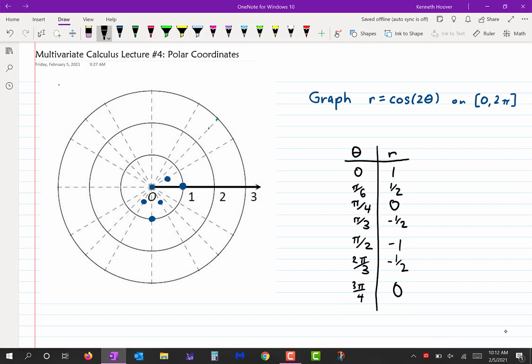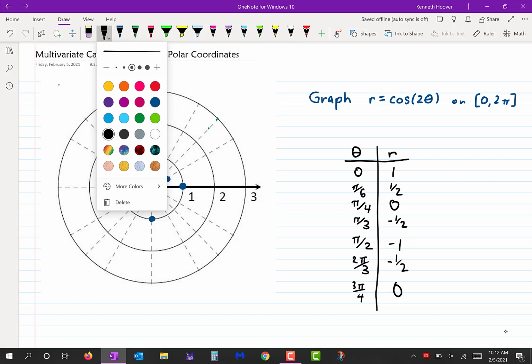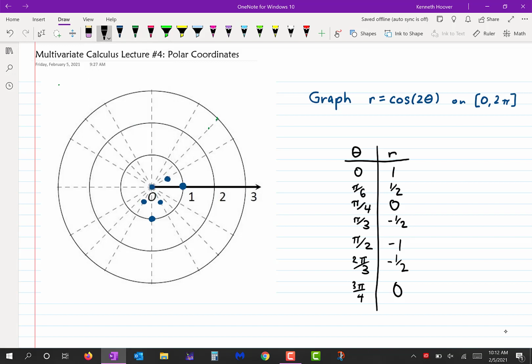Let's do next 5 pi over 6. You might get the idea, but I just want to do a thorough example here. 5 pi over 6. r will be the cosine of 5 pi over 3, which is positive 1/2. So 5 pi over 6, go a radial distance of positive 1/2. That'll put us right there.